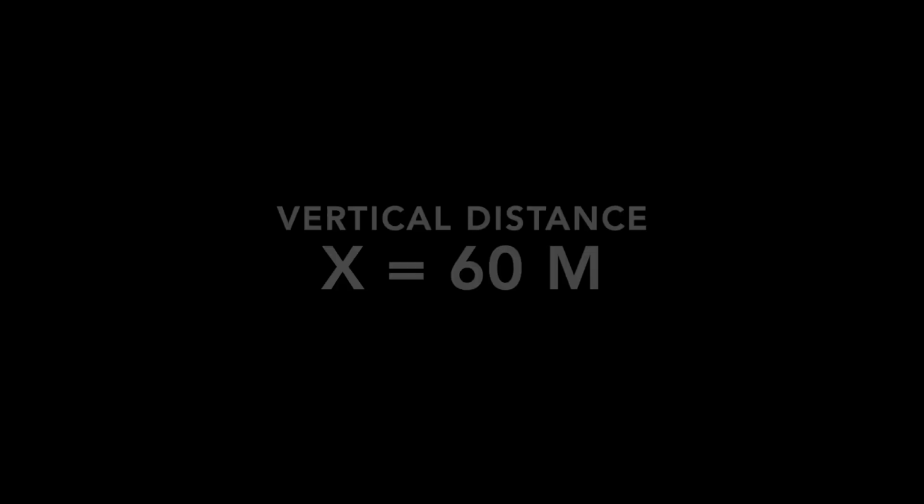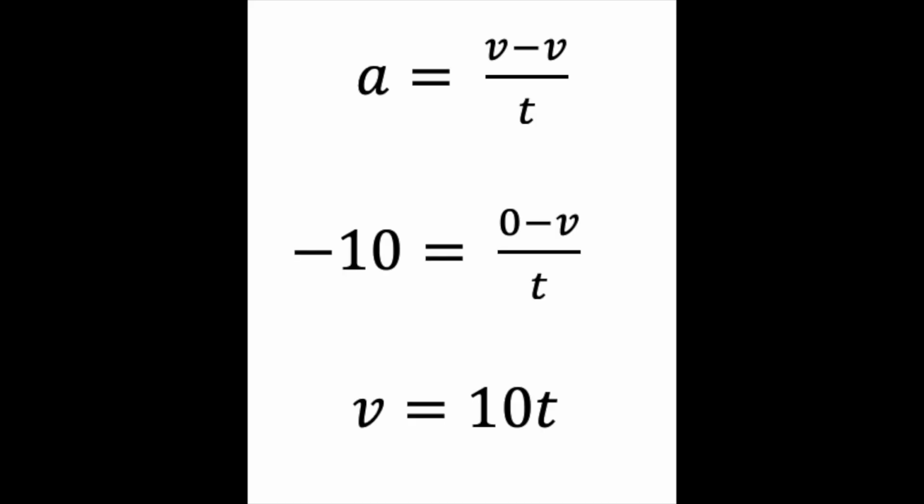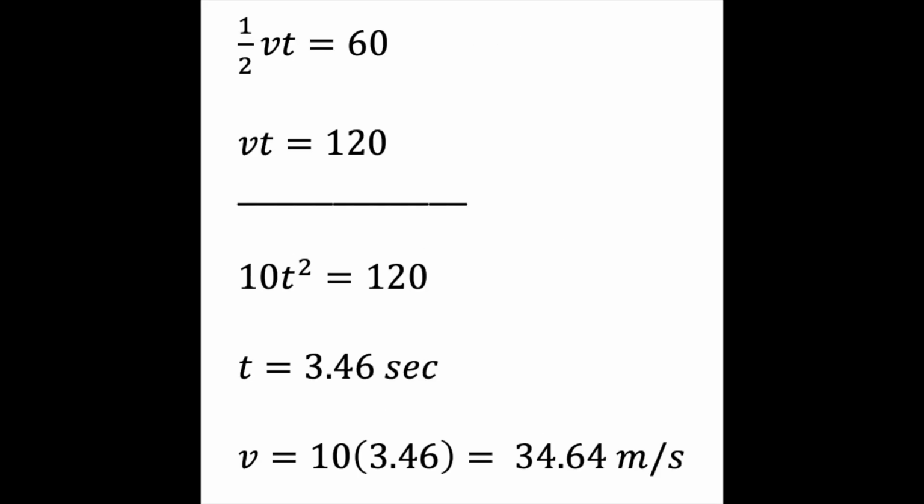So we use the equation 1/2 v times t equals 60 meters to calculate the vertical component of the velocity. Firstly, to find the velocity variable, we use the equation acceleration equals the rate of velocity with respect to time. Plugging in gravity for acceleration, we can find v to equal 10 times the time. Plugging this into the other equation, we get 10t squared equals 120, with the final value of time being 3.46 seconds. So this would result in the vertical component of velocity to be 34.64 meters per second.